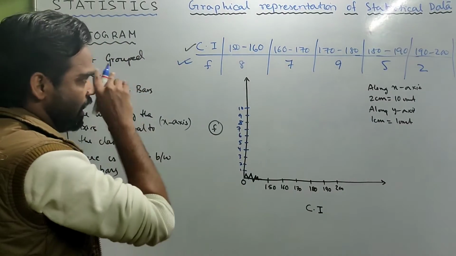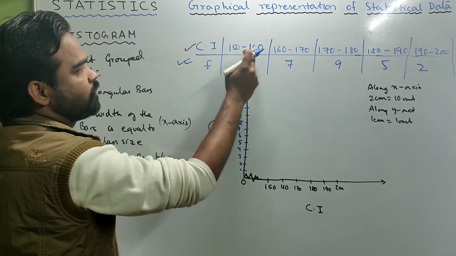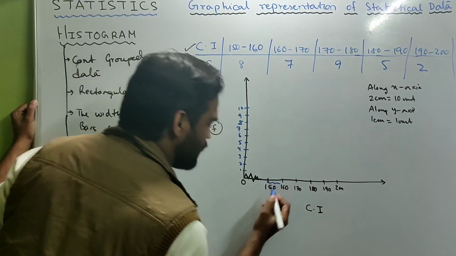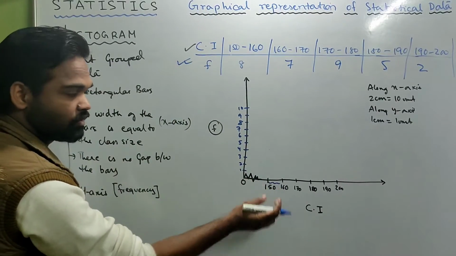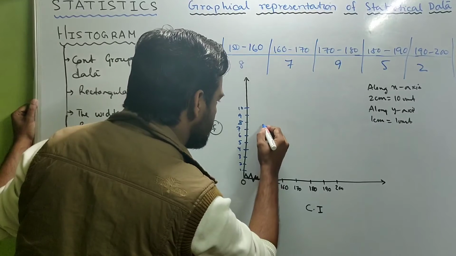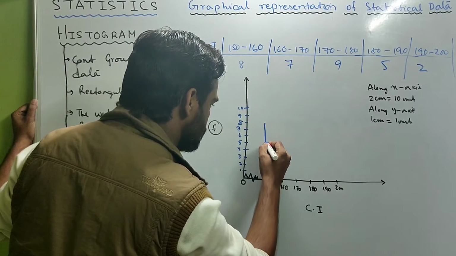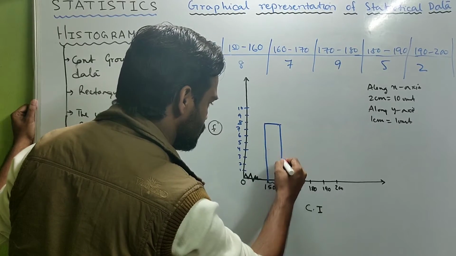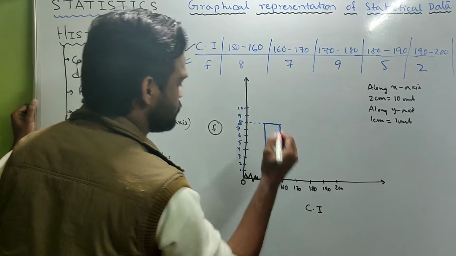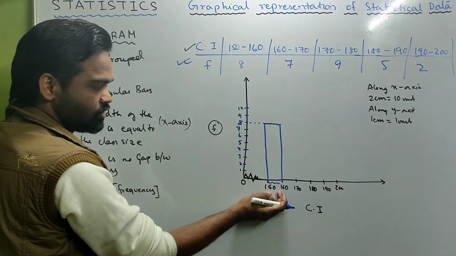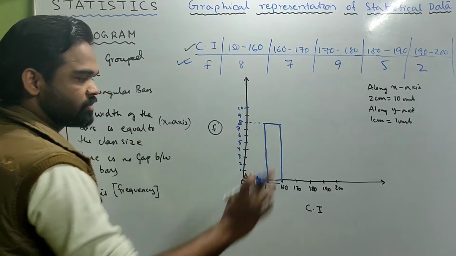Now corresponding to this class interval 150 to 160, the frequency is 8. So 150 to 160 will be the breadth, or the width, of the rectangle. I'll make a bar of 8 centimeters; the height will be 8 centimeters. See, so I got the first bar. The class size becomes the width and the frequency becomes the height.